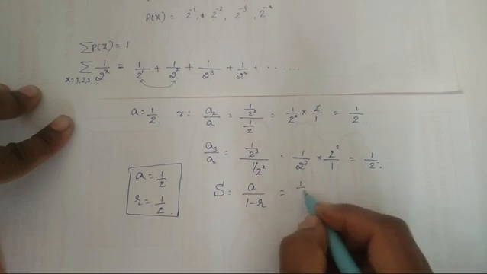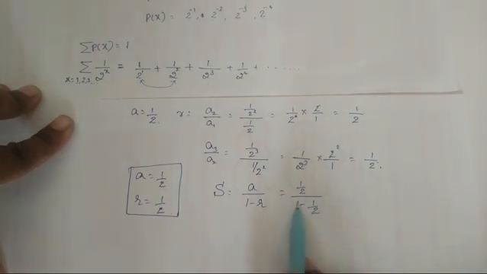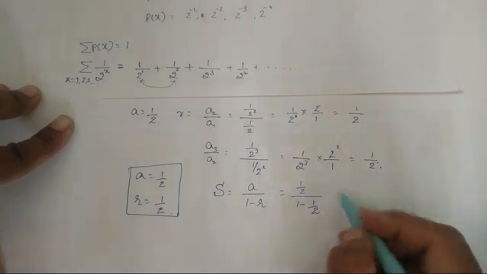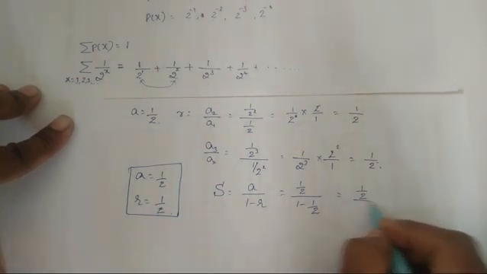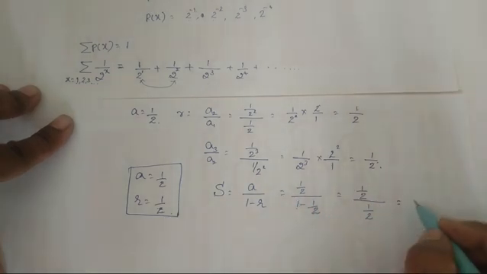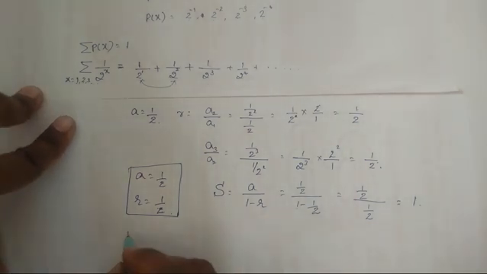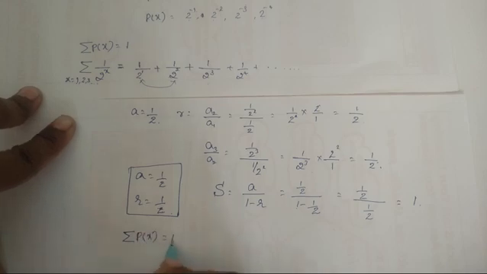A is equal to 1 by 2 divided by 1 minus the r value, which is 1 by 2. That is equal to 1 by 2 divided by 1 minus half, which is half. If you are not good at calculating on your own, you can make use of the calci also here. 1 by 2 divided by 1 by 2, the same values get cancelled, and it will be equal to 1. That is what we got, the summation of p of x.